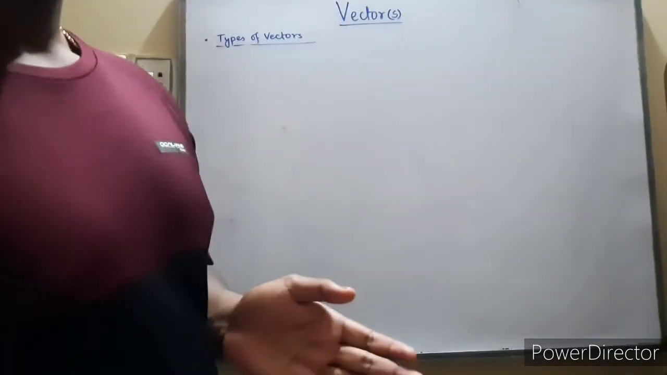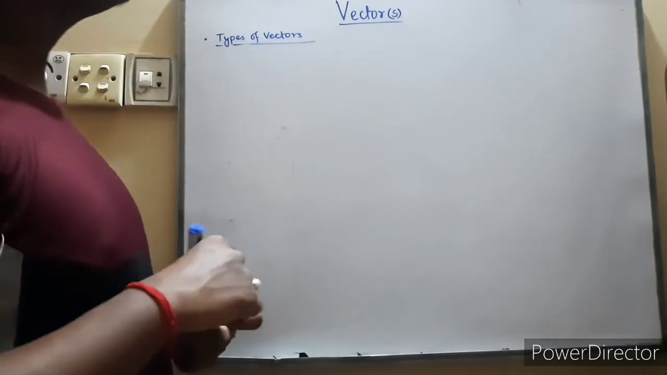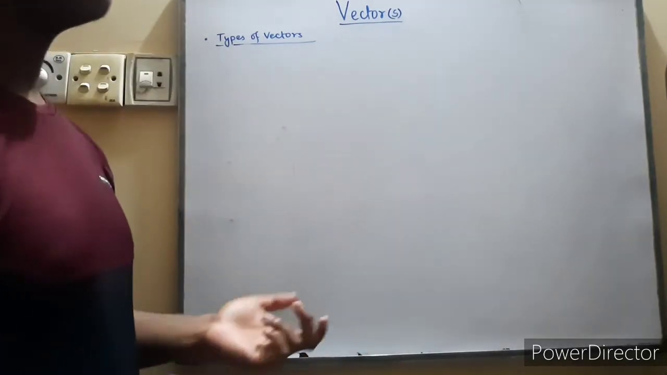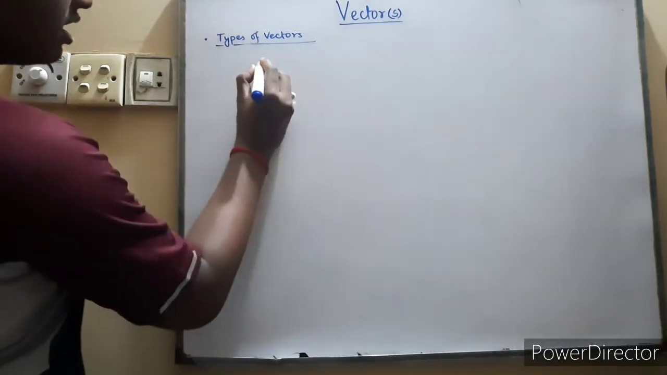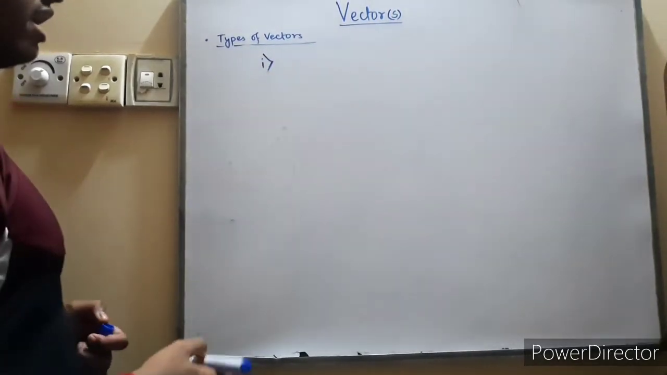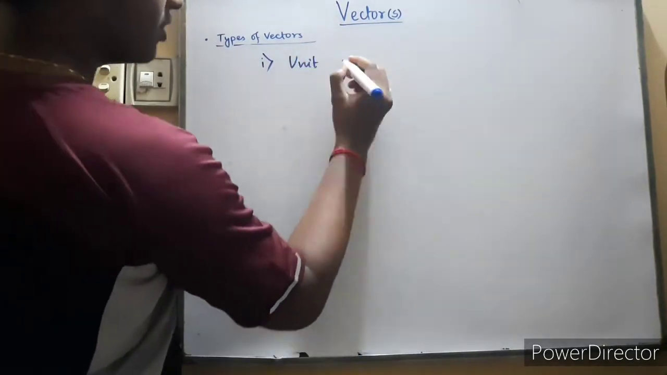So now we are going to discuss some other types. We have different types of vectors. This is another series, so here we are starting from number 1 again. This is very important: unit vector.